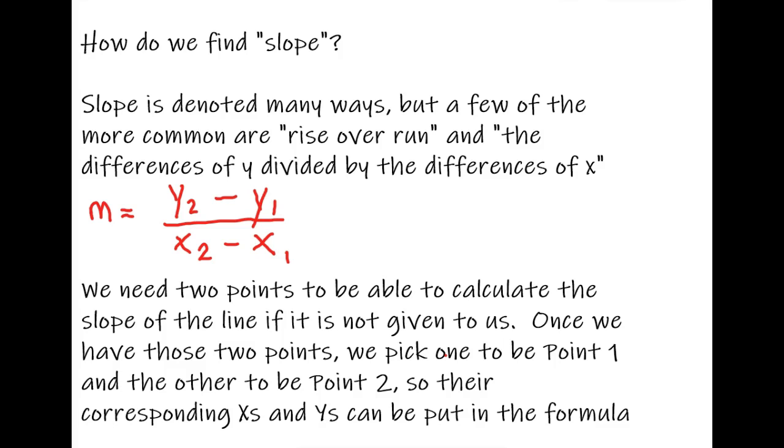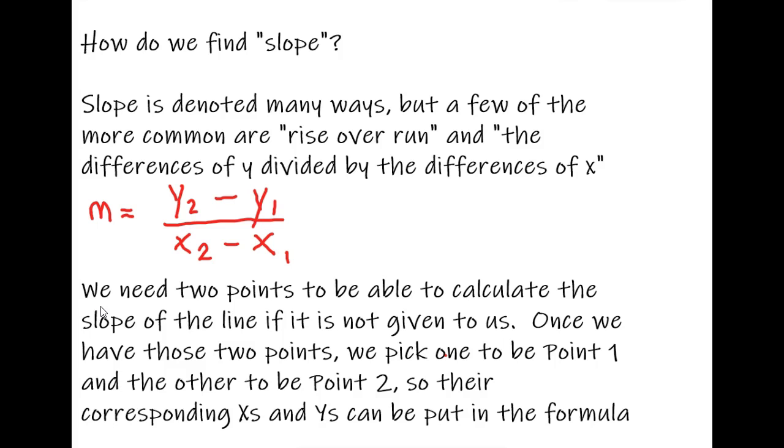And here's our handy dandy formula. This is our function that says our slope, which is m, is equal to y2 minus y1 over x2 minus x1. And so we need 2 points to be able to calculate the slope of the line if it's not given to us.